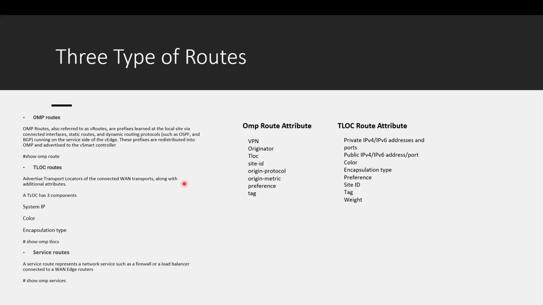And the last one is the service route. A service route represents a network that your vEdge router is connected to, such as a load balancer or a firewall. So that route is considered a service route. You can use this command, show omp services, to verify it.